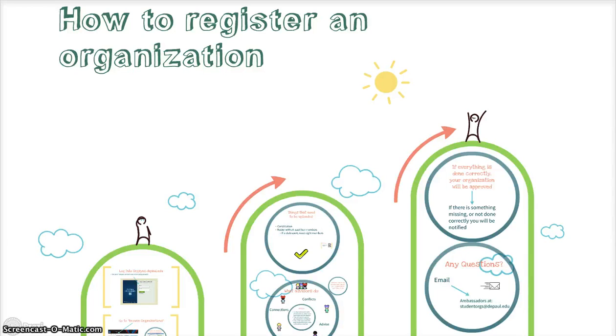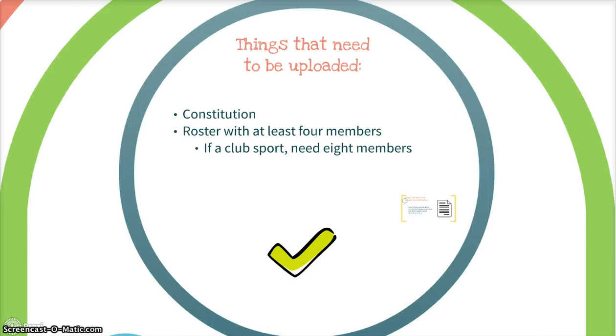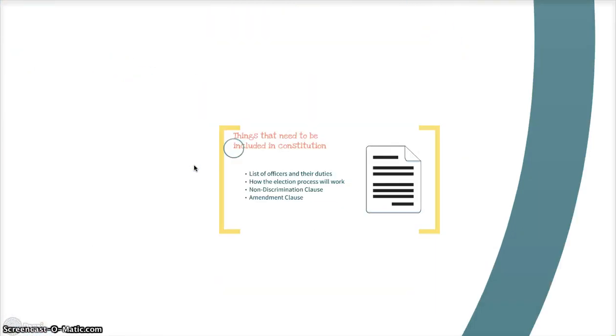This video will walk you through the process of how to register an organization within the Office of Student Involvement. Before we get started on the application, please note some things to be uploaded: a constitution and a roster of at least 4 members. And if you're a club sport, please note that you will need to have 8 members.